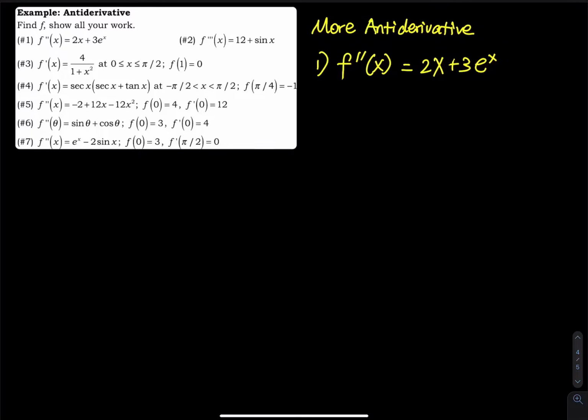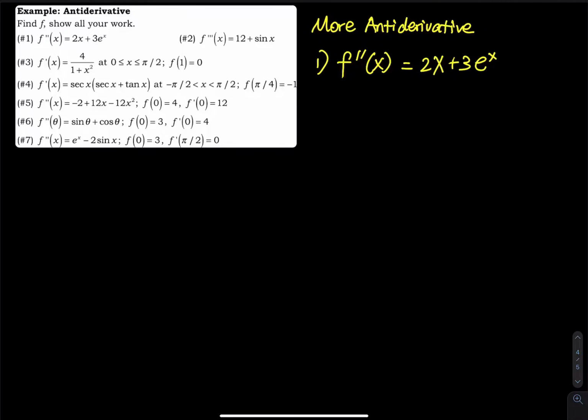In this video, we are going to do more antiderivatives. The first problem is f double prime of x equals 2x plus 3 times e to the x. We are looking for f of x. All right, so let's do the first undo.